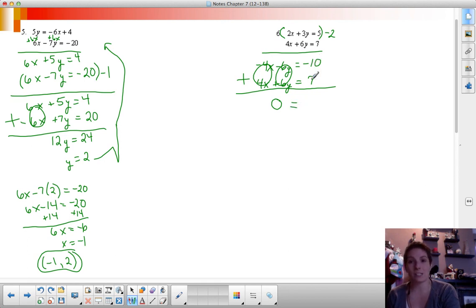On the right-hand side, you need to be very careful with your addition. Sometimes it'll work and sometimes it doesn't work. In this case, negative 10 plus 7, that's negative 3. 0 is never equal to negative 3. Makes this problem a no solutions problem. These two lines are parallel. They will never touch. They do not have any common points. If we got to the bottom of that problem and had a true statement, such as 0 equal to 0, that's when we would know we had the same lines and our answers would be infinitely many.